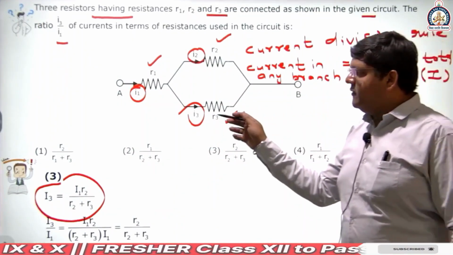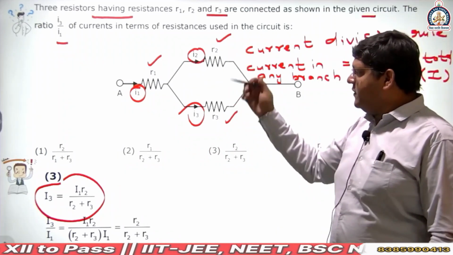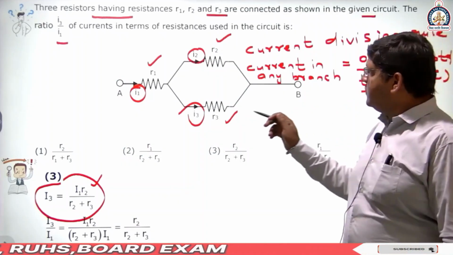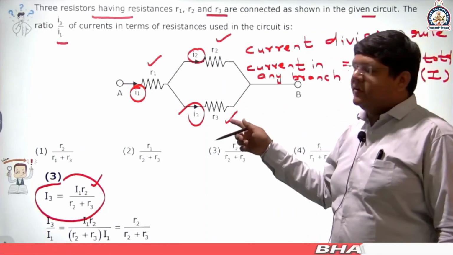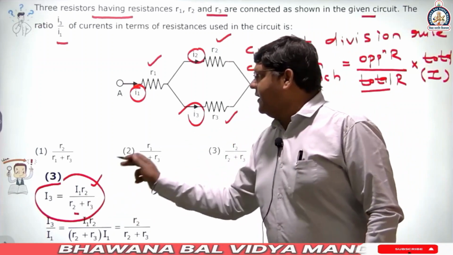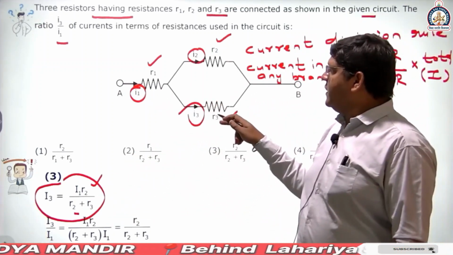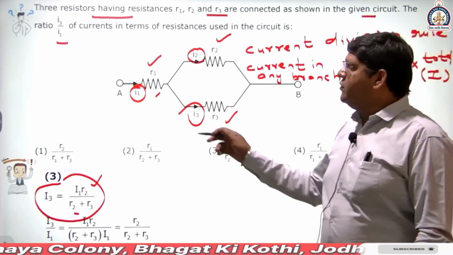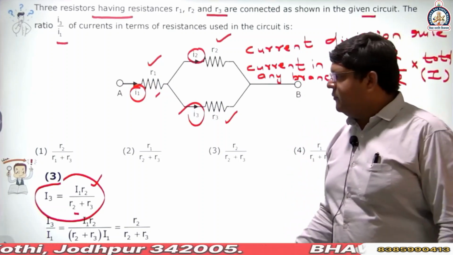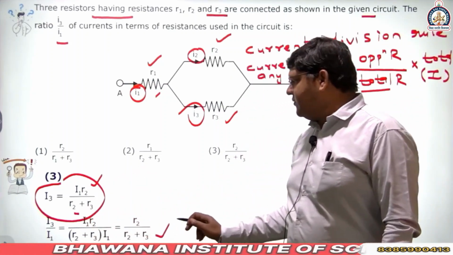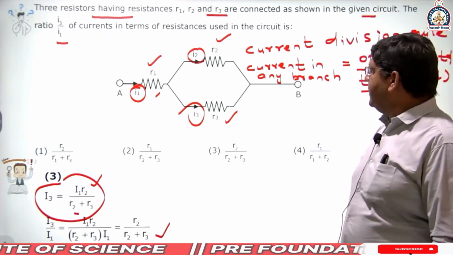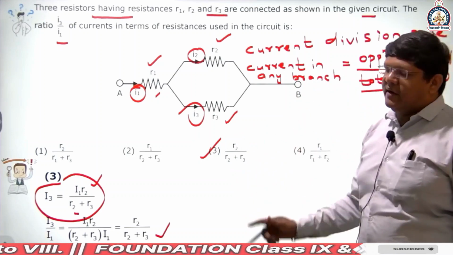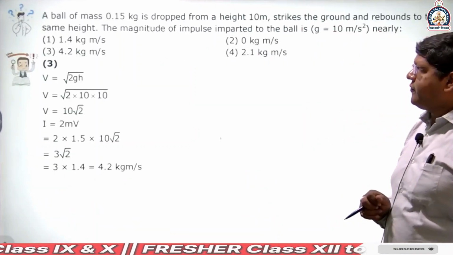So we have to calculate the value of I3. The opposite resistance to I3 is R2, so we put the value of R2 upon the total resistance. Total resistance means the combination R2 plus R3, into the total current. The total current of I3 and I2 is actually I1. Now according to the question we have to calculate the ratio of I3 upon I1. So we just divide I3 by I1 and we get the answer as R2 upon R2 plus R3. This is our required option number 3. This is simply the application of the current division rule.